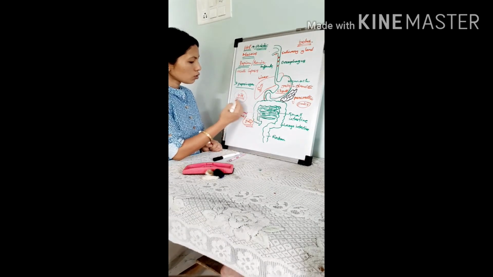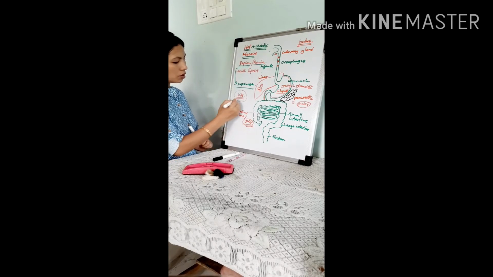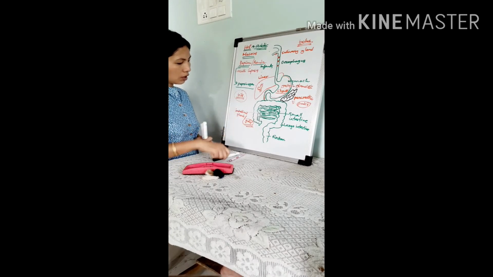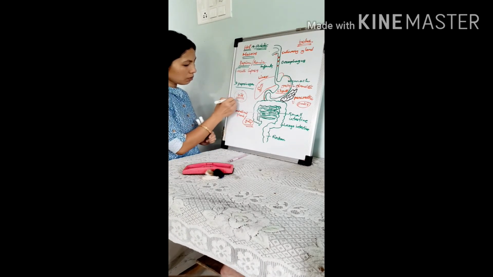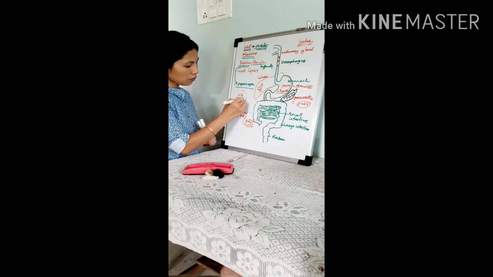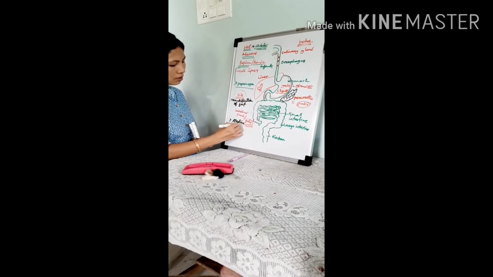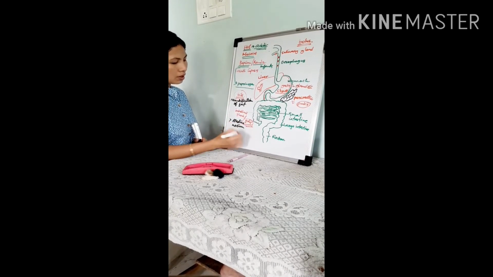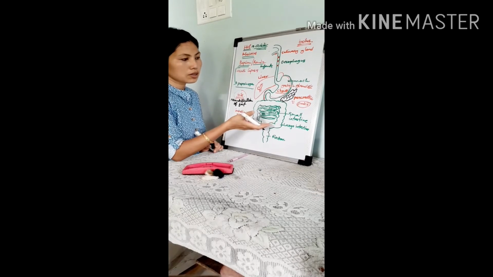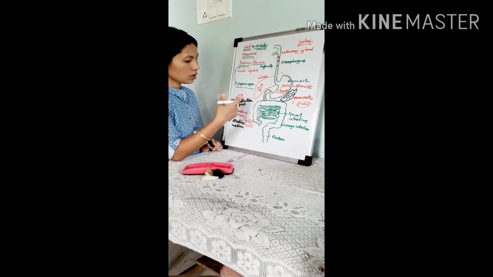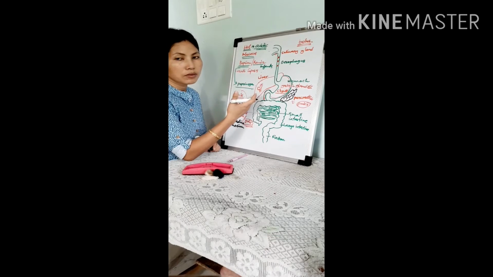So the bile helps in, number one function, emulsification of fat, and secondly, it also provides an alkaline medium in the small intestine. So this is what is secreted by the liver.